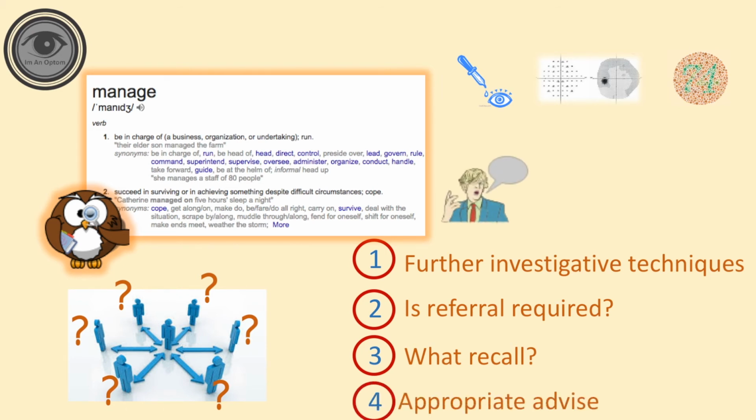Do I need to give them an Amsler grid to self-monitor? Do I need to advise them of the possible progressive symptoms of their condition and tell them to return or see the hospital if any of them become apparent? What do I need to tell them?